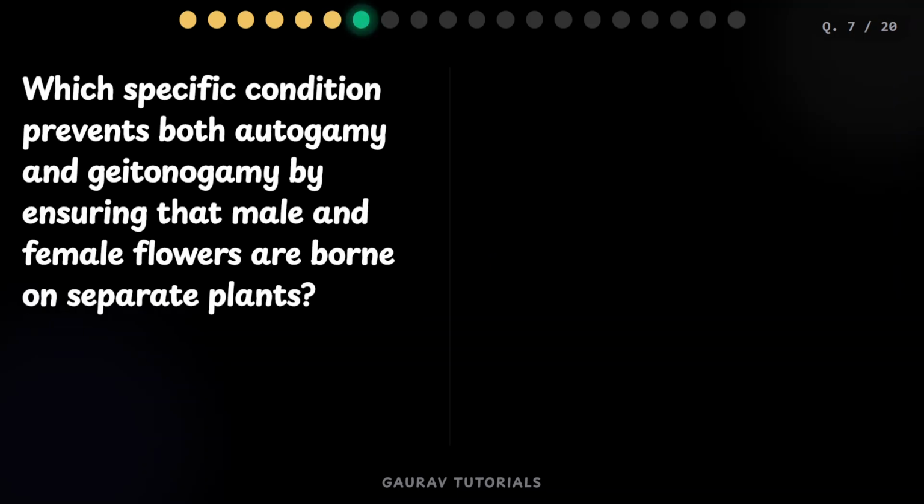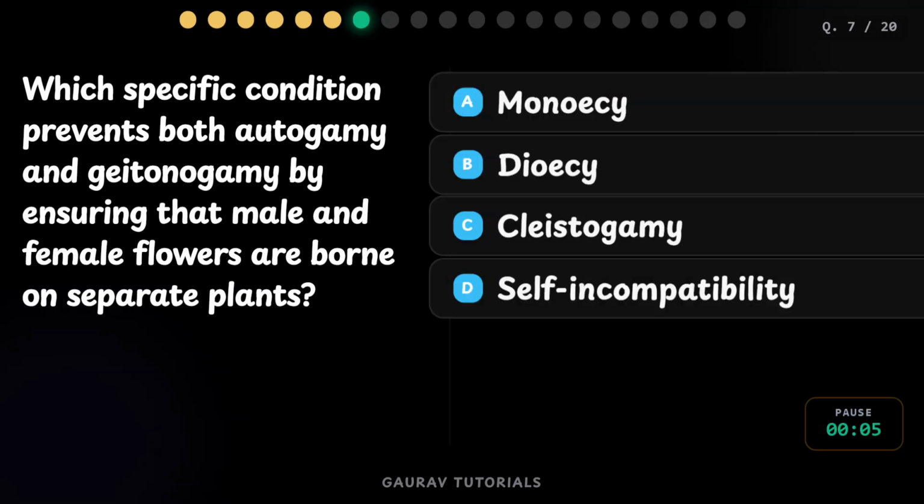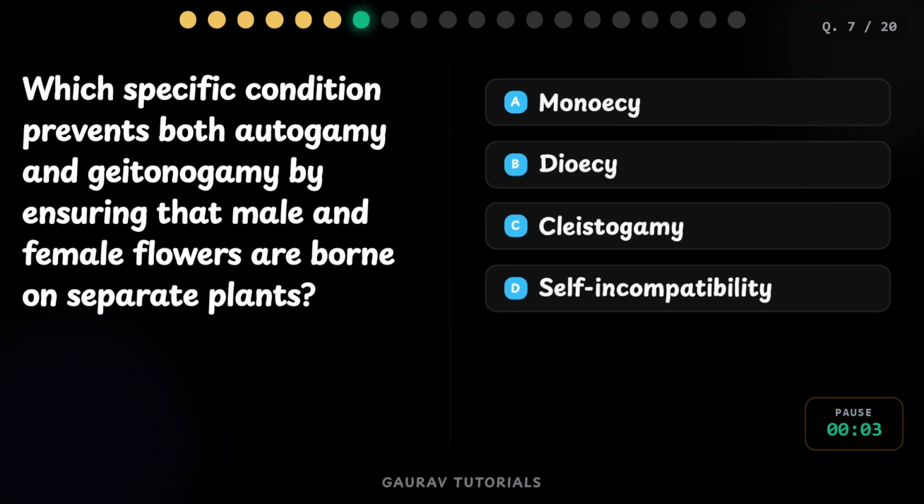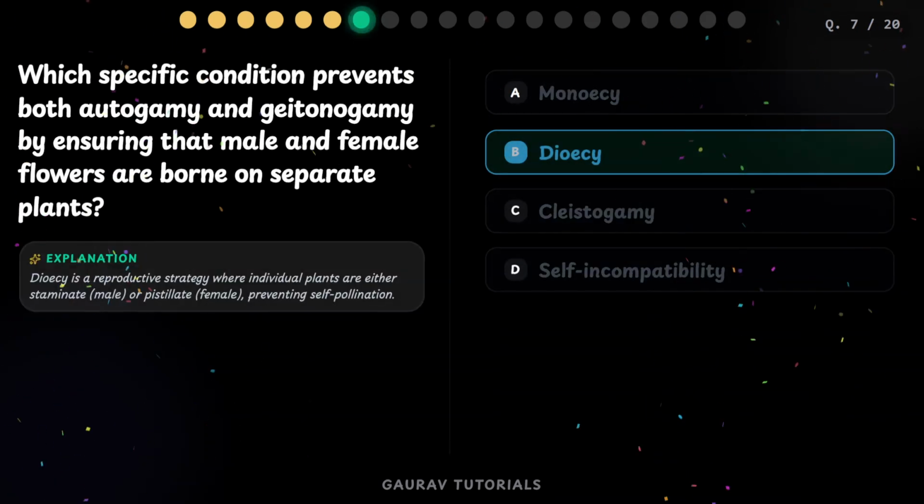Question 7. Which specific condition prevents both autogamy and geitonogamy by ensuring that male and female flowers are borne on separate plants? The options are the correct answer is option B, dioecy. Dioecy is a reproductive strategy where individual plants are either staminate or pistillate, which prevents the self-pollination.